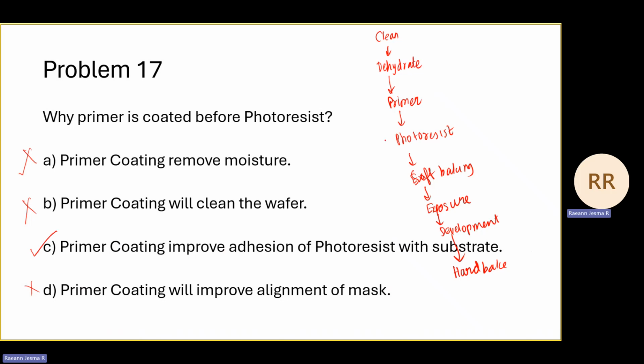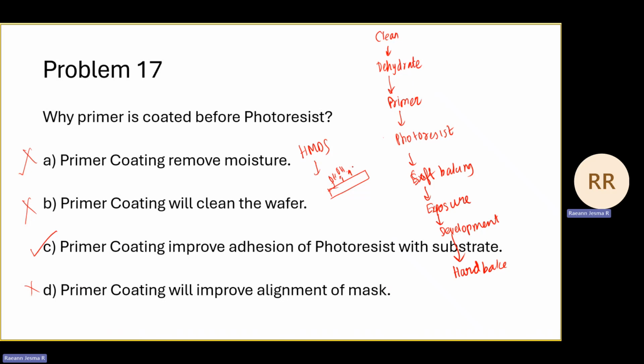Okay, so there is one type of primer called HMDS, hexamethyldisilazane. What this primer does is that it will modify the surface chemistry of the surface. So let's say there are some hydroxyl bonds on the wafer, because we cleaned the wafer with water before, there will be some OH bonds on the surface. These OH bonds will not have a good adhesion with the photoresist.